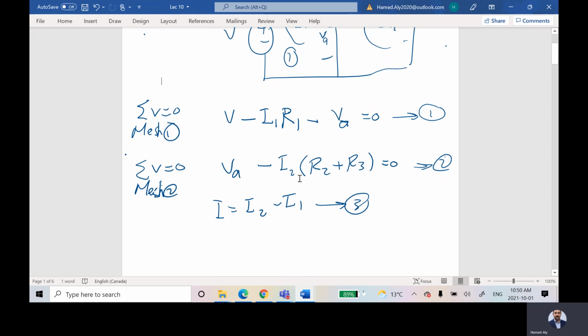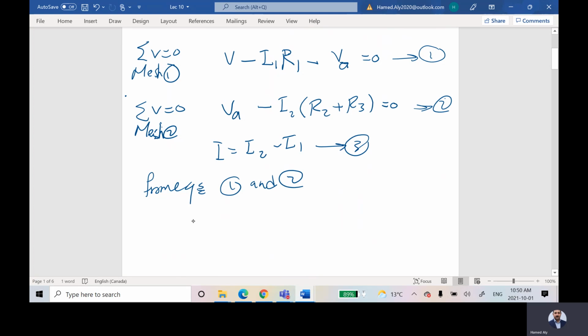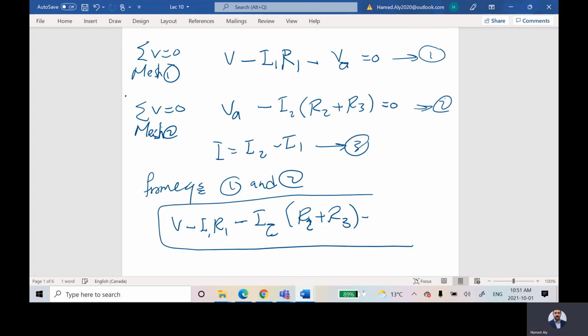So if I substituted VA equals I2 times R2 plus R3 in equation one, I can say from equation one and two, I can say V minus I1 R1 minus VA, but VA is equal to I2 times R2 plus R3 from equation two. So minus I2 multiplied by R2 plus R3. This guy is equal to zero. Am I right? Then I have two equations, equation three and this equation. I can solve them for finding the required I1 and the required I2.